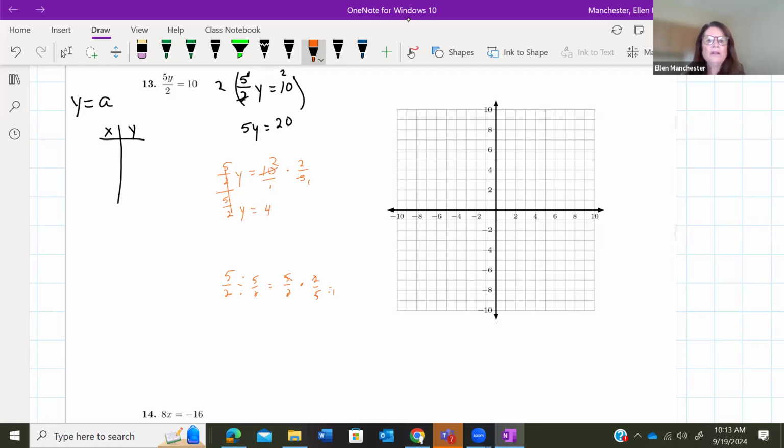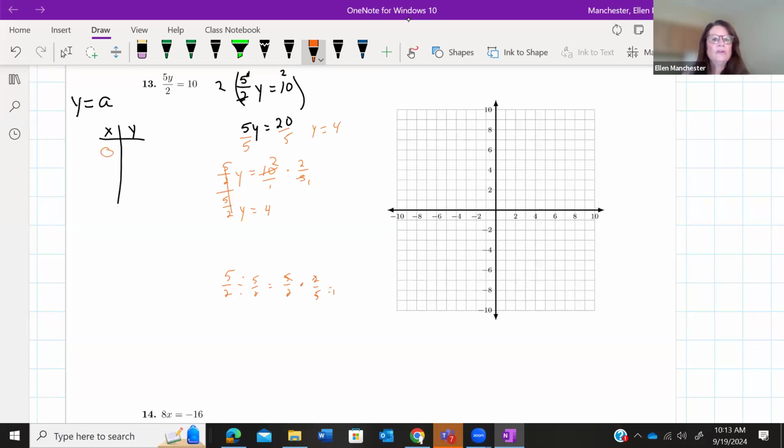Now, if I did it up here, divide both sides by 5, I still get y is 4. So either way works. It just depends on how your brain kind of works through everything. Okay, so either way works. All right, so here's what this means.